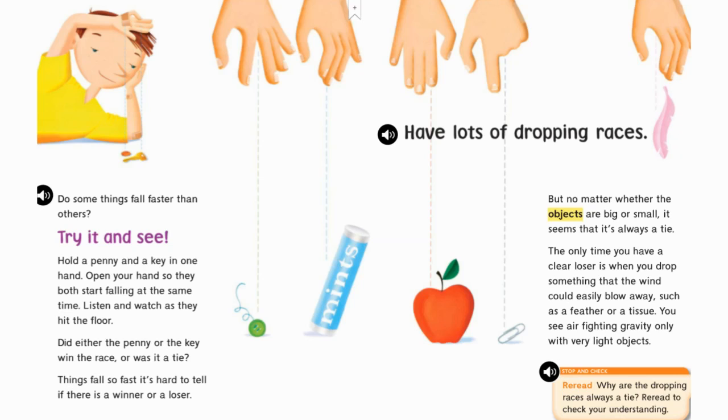Have lots of dropping races, but no matter whether the objects are big or small, it seems that it's always a tie. The only time you have a clear loser is when you drop something that the wind could easily blow away, such as a feather or a tissue. You can see air fighting gravity only with very light objects.